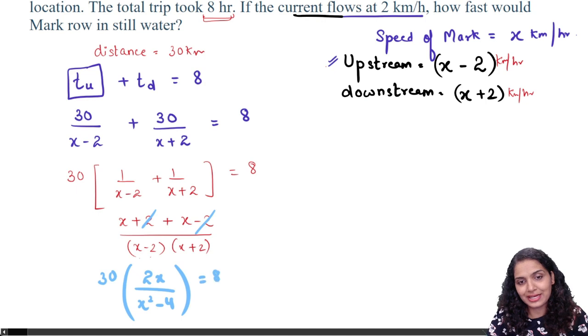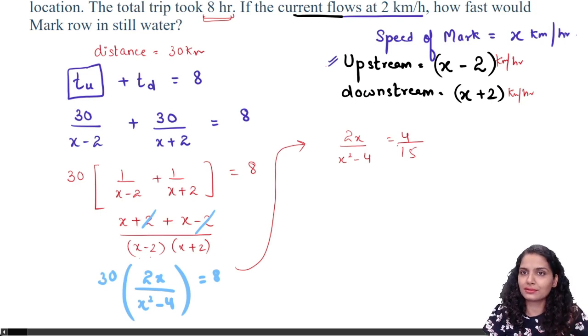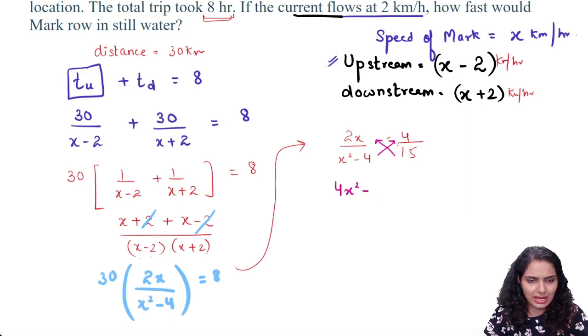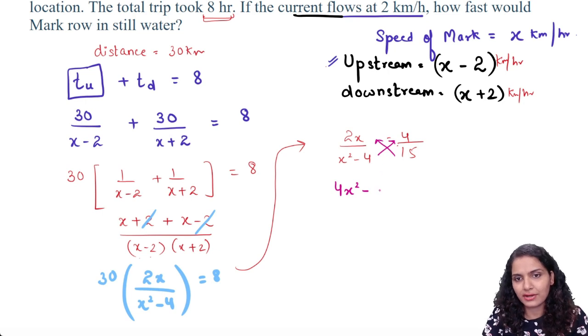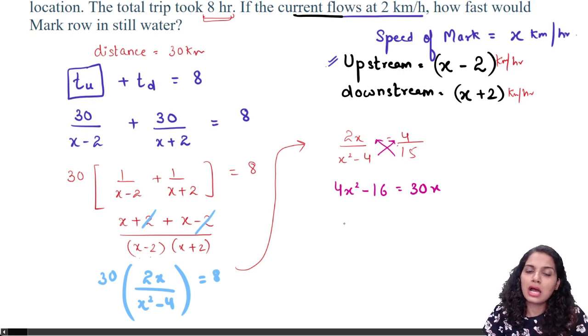30 times this is equal to 8. Now I'm going to do it on the right side. So it will be 2x upon x square minus 4 equals 8 upon 30, or 2 4s are 8, 15 and this. Correct? Alright, let's simplify it further and do the cross multiplication over here. So it will be 4x square minus 16, yes, it's correct. I was just checking if I have done anything wrong, equals 30x. Cool.